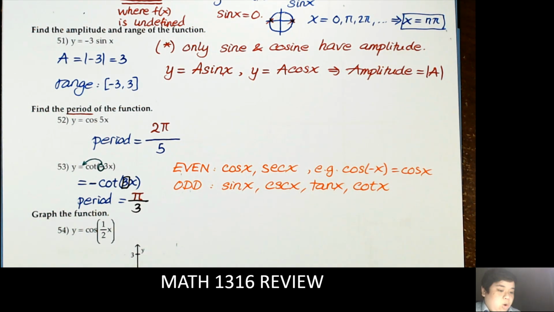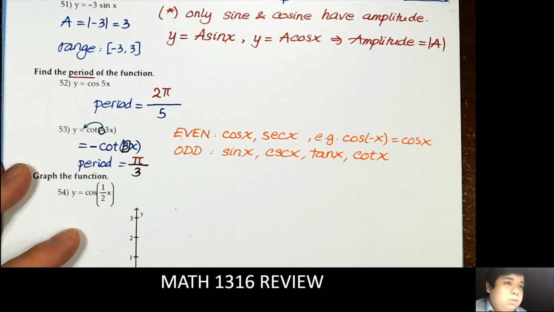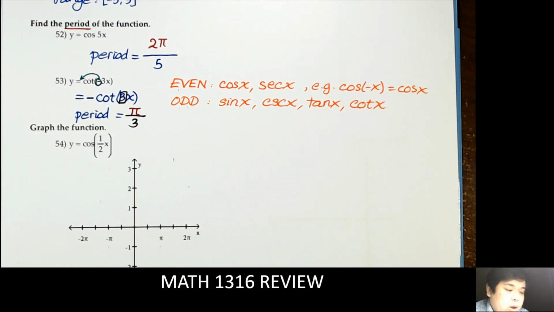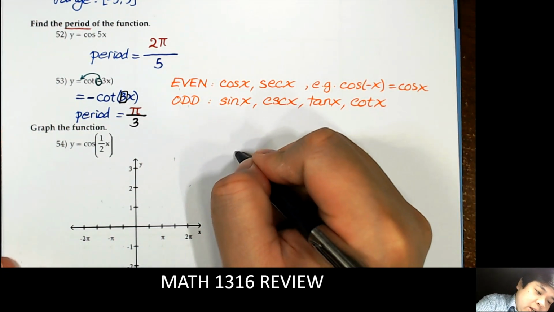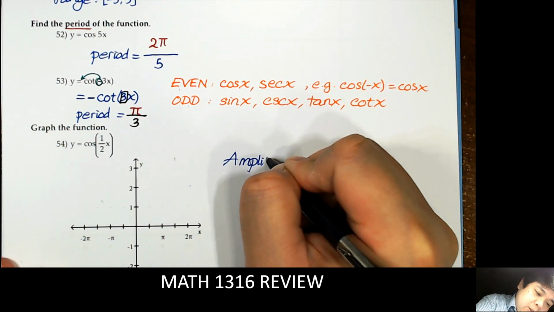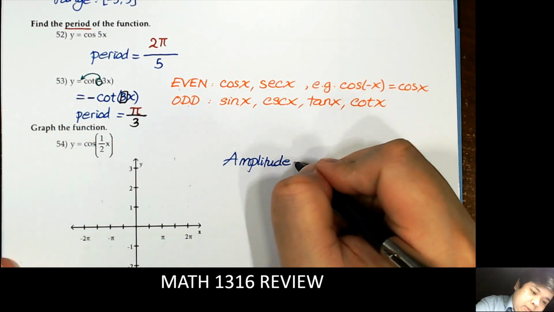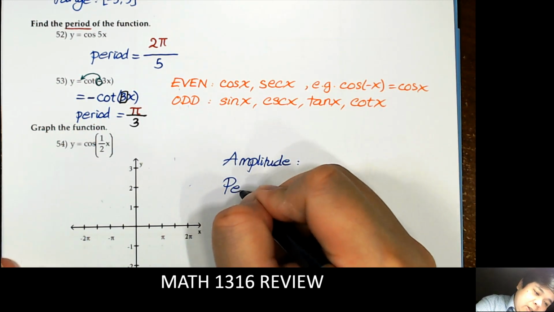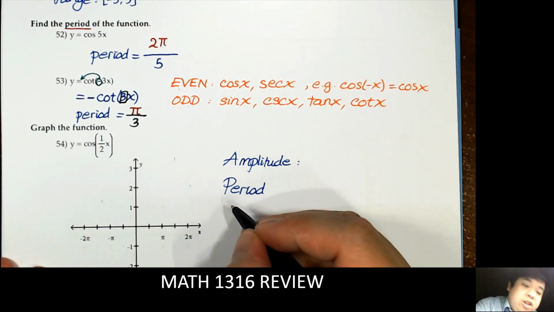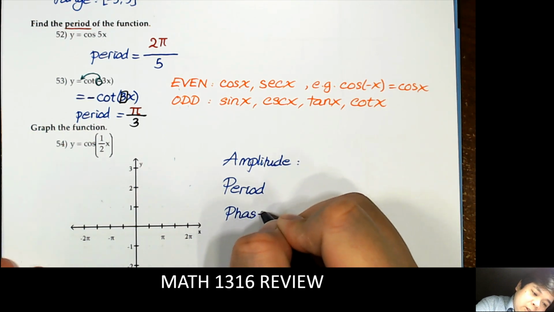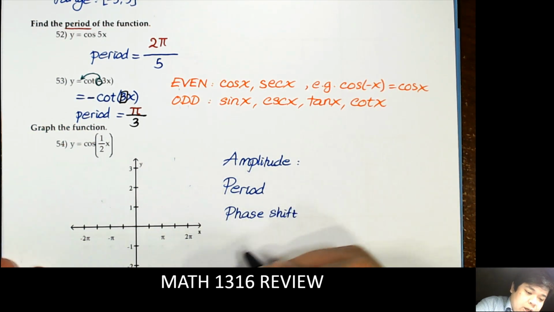Right, now we start to graph the trig function. y equal to cosine of 1/2 x. So to graph this, we're going to write the amplitude. Now I will list them. So the amplitude, period, and then phase shift and vertical shift.